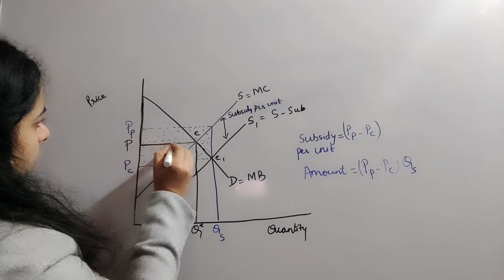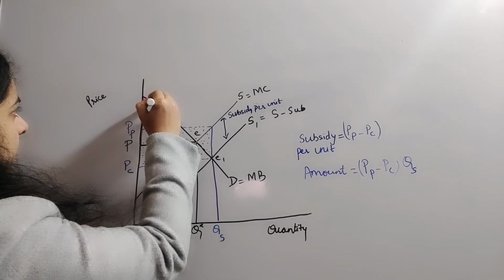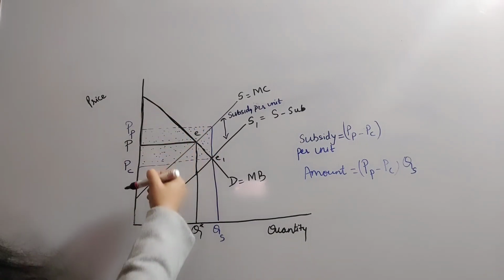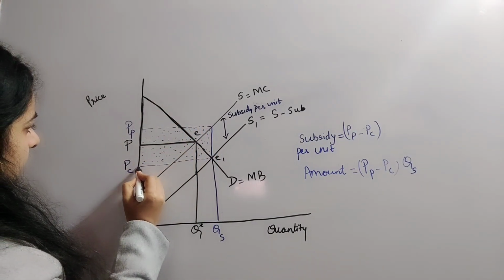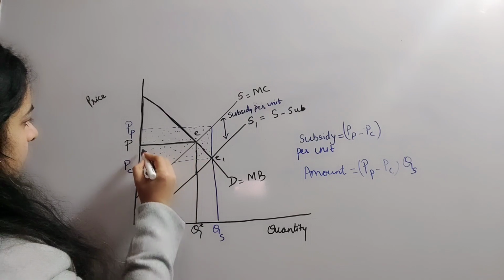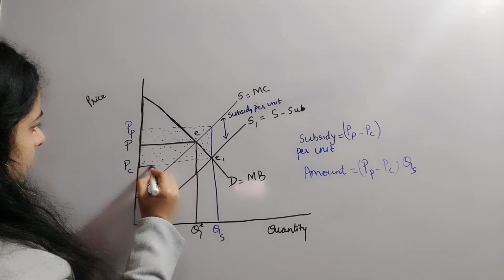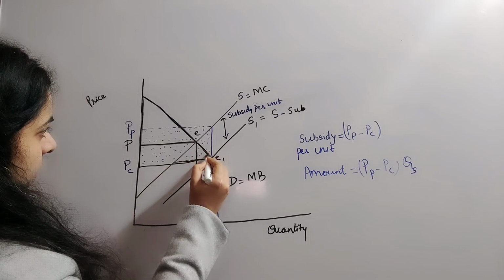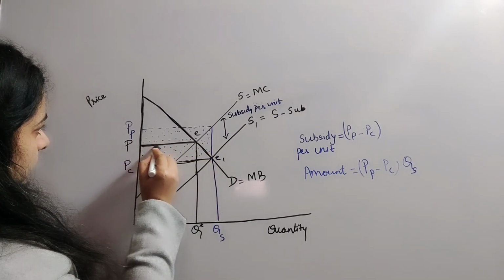This is the consumer surplus without subsidy, but after the subsidy, the consumer has to pay this price, PC. So now there is a gain in consumer surplus. So this much is the gain in consumer surplus.